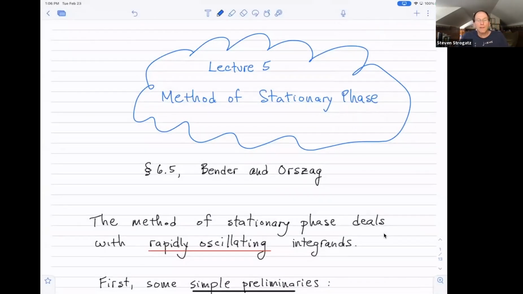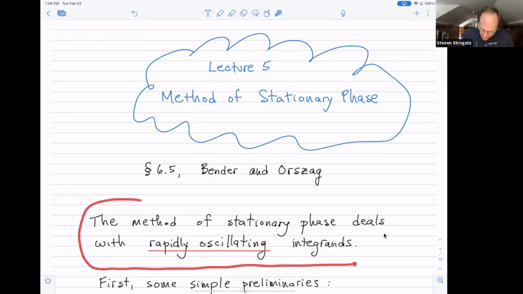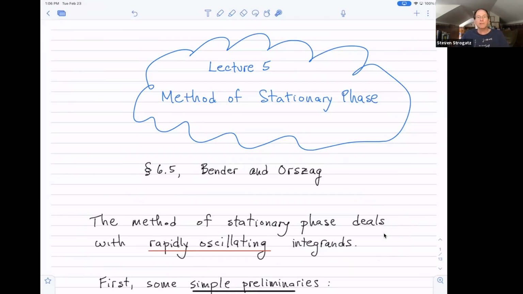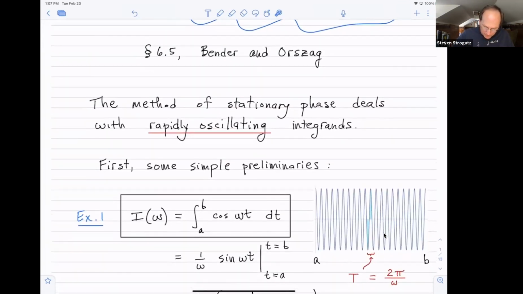All right. So method of stationary phase. If you want to read about it in Bender and Orszag, that would be in section 6.5. And as I said, the method is really tailored to dealing with integrands that oscillate rapidly. So I've written out a lot of preliminaries here because I think there is a fair amount of writing in this lecture, and I wanted to just get this out of the way. This is not really yet the method of stationary phase. Once we get to that, I'll start just writing in real time. Okay, but anyway, hopefully this is manageable.